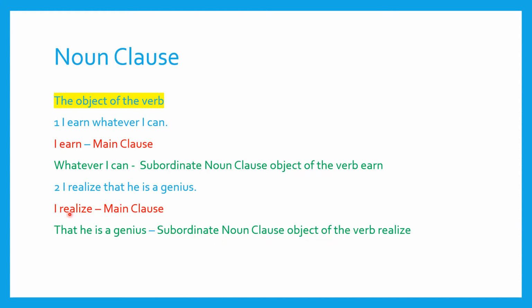Object of the verb realize. It is coming after this verb. This clause is coming after this verb realize. When you ask what to this verb, I realize what? You get this answer: that he's a genius. So that he's a genius is the subordinate noun clause, object of the verb realize.